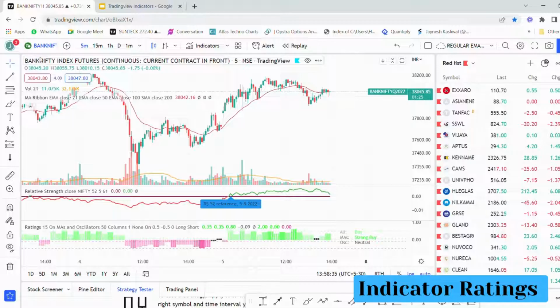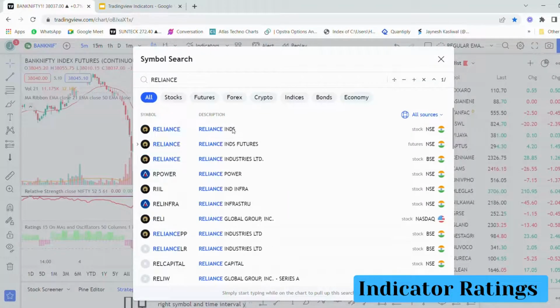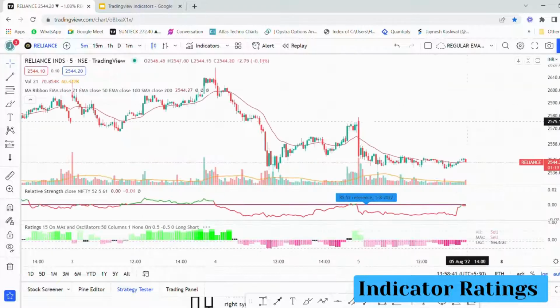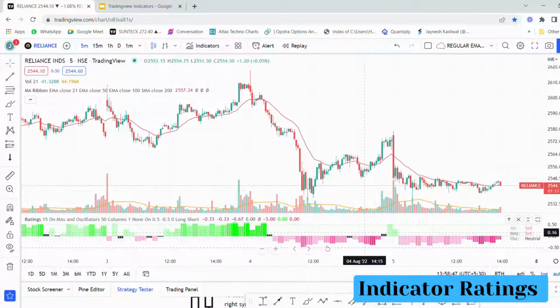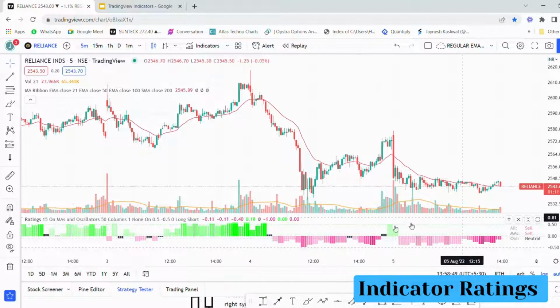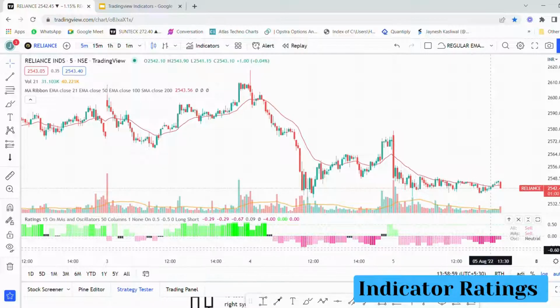If I open the chart of, let's say, Reliance, on 15-minute the moving averages are telling that the overall trend of Reliance is poor. So it is not advised to take a trade. That is basically the meaning of the signals that the indicator is providing.